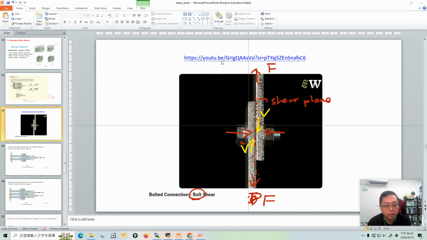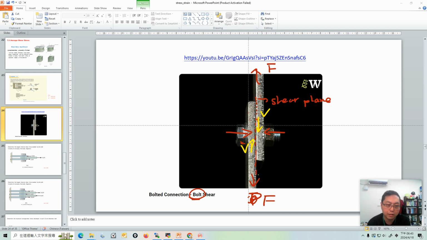This is just for you to have a physical picture of the shear force and shear stress. Sometimes if your bolt doesn't have strong enough mechanical properties, the shear force will tear the bolts apart. In this video, if you keep increasing the force F, it will finally tear the bolts apart.